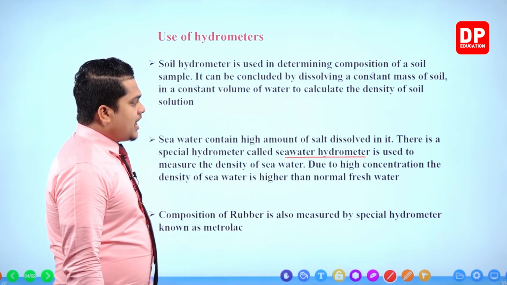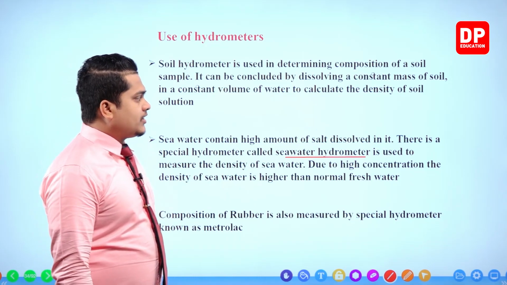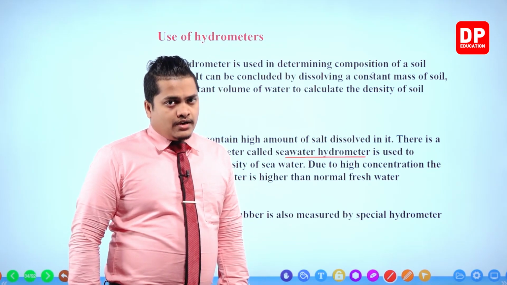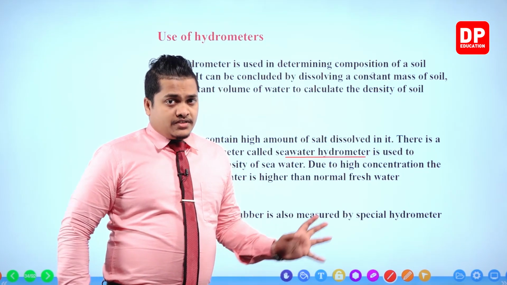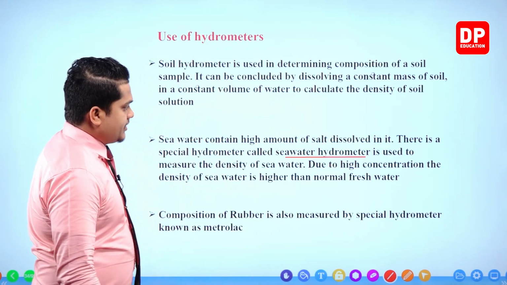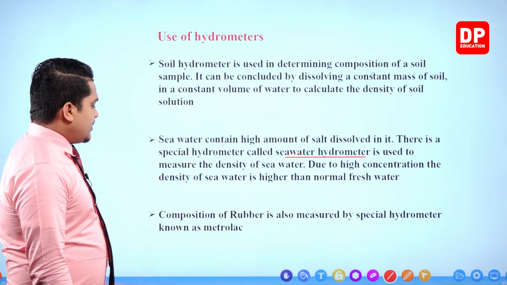So the seawater hydrometer, a special kind of hydrometer, is used to find out the density of seawater. Right. Then the next one.